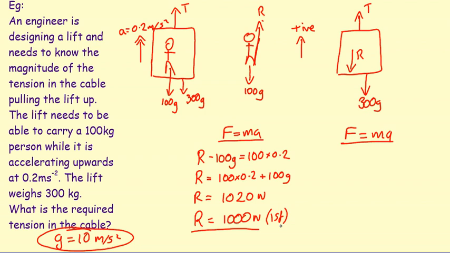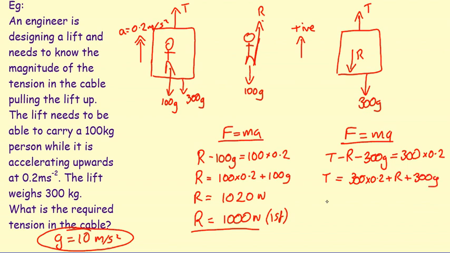We then can apply F equals ma to the second object, the lift. So here we're going to have upwards is T, downwards is R, downwards is 300 G, so those two are negative, equals the mass, which we know to be 300, times the acceleration, 0.2. We can rearrange to give us T equals 300 times 0.2 plus R plus 300 G, and so we're going to get T equals, now I'm going to use R, this value here, the unrounded value, because we're only going to round at the end.